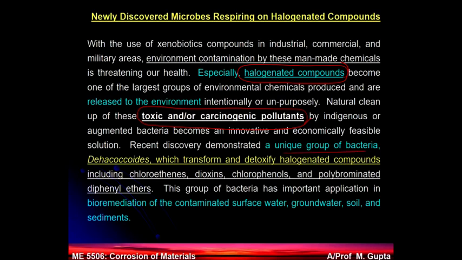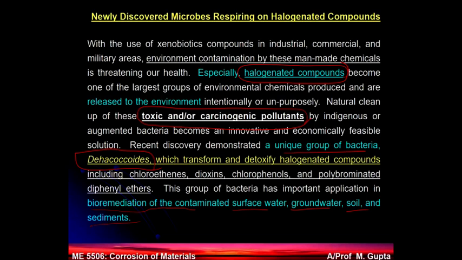So they found a unique group of bacteria, which are called dehalococcoides, who are capable of turning this harmful substance into non-toxic substances. And they can convert all these things into non-toxic things. And so bioremediation, that means they repair or they remove the contamination from the surface water, groundwater, soil and sediments. So this is some kind of new ways people are finding to fight these contaminants which are released by industrial activities. So you have to keep your eyes open.